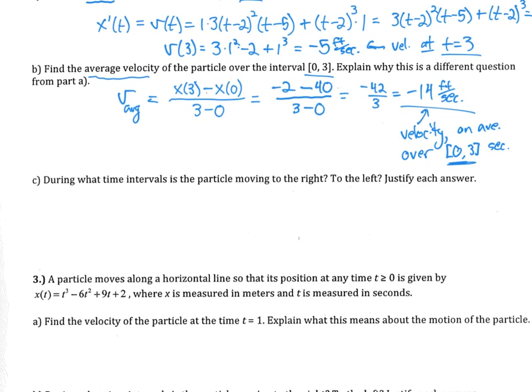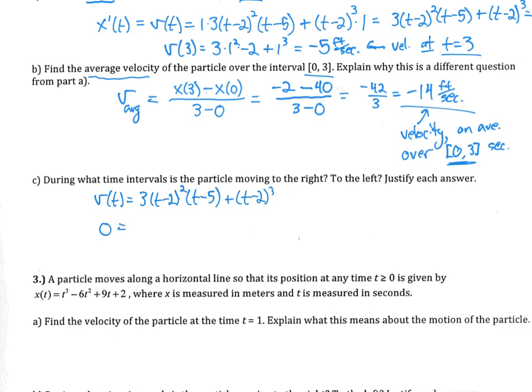During what time intervals is the particle moving to the right or to the left? What we're going to do is the same as we did in the previous problem. We're going to take our velocity function, which I'm just going to copy down right here for you, is 3 times (t minus 2) squared times (t minus 5) plus (t minus 2) cubed. And then what we're going to do is factor this. This is kind of a tricky algebraic maneuver.